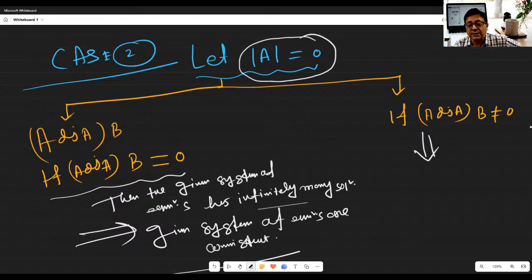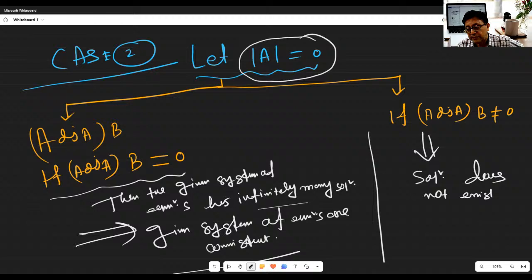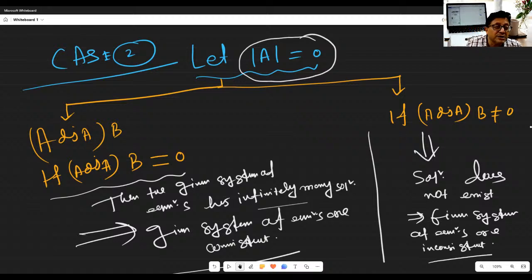So this implies that, I'm coming back to that point, trivial non-triviality. In this case, solution does not exist. It means given system of equations are inconsistent. No solution exists, we'll say it is inconsistent. So consistency implies what? Solution exists. Inconsistency means solution doesn't exist.